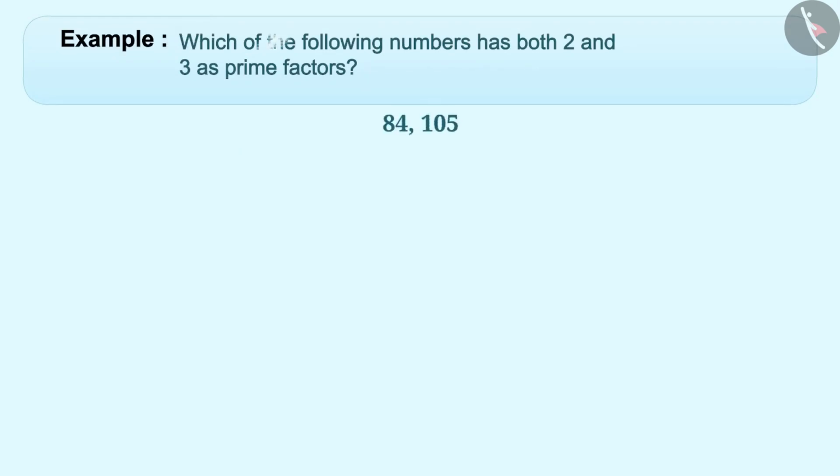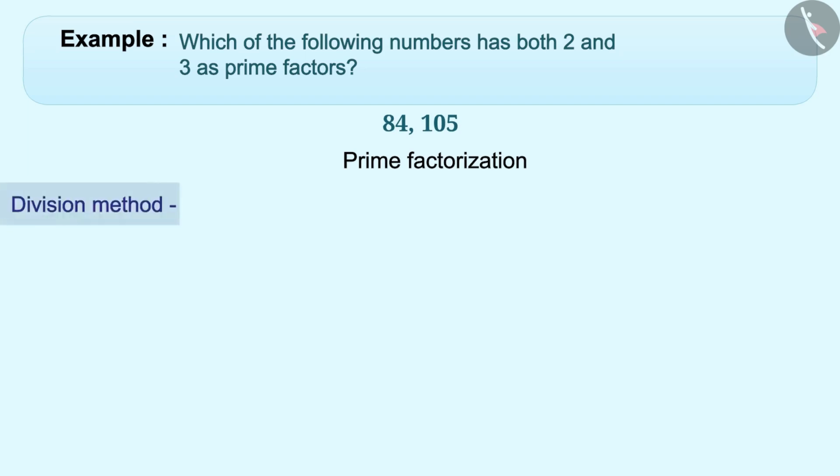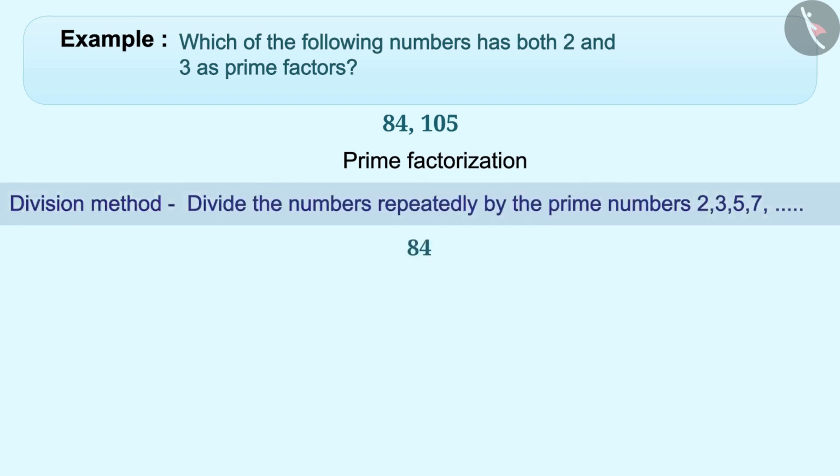Next example. Which of the following numbers has both 2 and 3 as prime factors? To find the solution of the given question, we have to do prime factorization of 84 and 105. Let's first do the prime factorization of 84 by division method. In this method, we divide the number with the prime numbers like 2, 3, 5, 7, etc. again and again. The smallest prime number is 2.